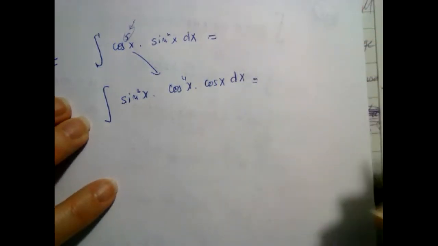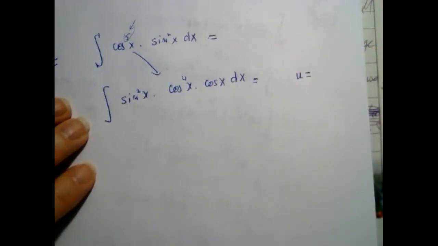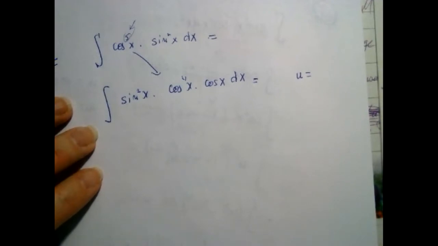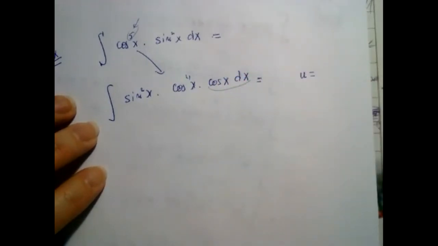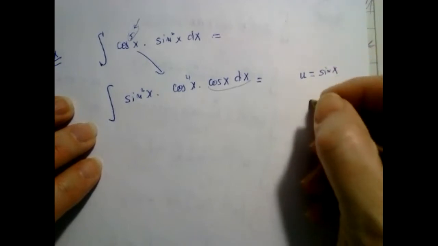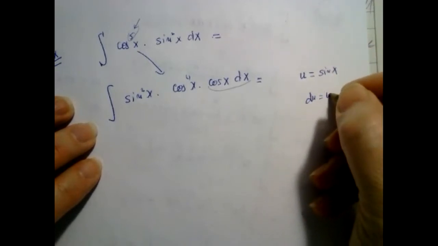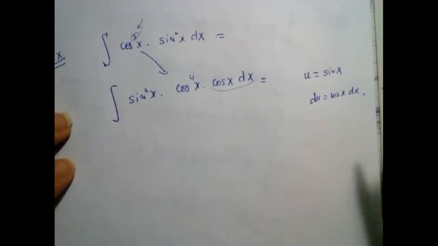Now, I want to pick my u. What do you think I'm going to pick my u to be? Please, all of you be part of it. Sine x, because I want this to be the du. So I'm going to pick u to be sine x. du is cosine x dx. Now everything has to be in terms of sine.